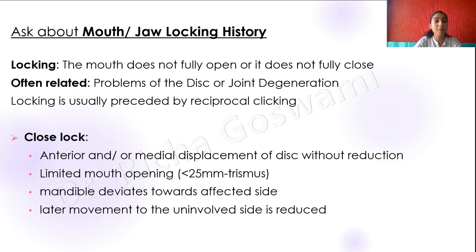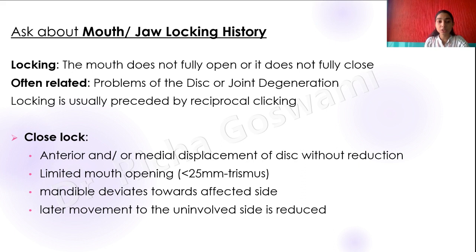Now ask about the mouth or jaw locking history. Locking means the mouth does not fully open or it does not fully close. It is often related to a problem of the disc or joint degeneration. Most of the time, there are two types of jaw lock, like closed lock and open lock.